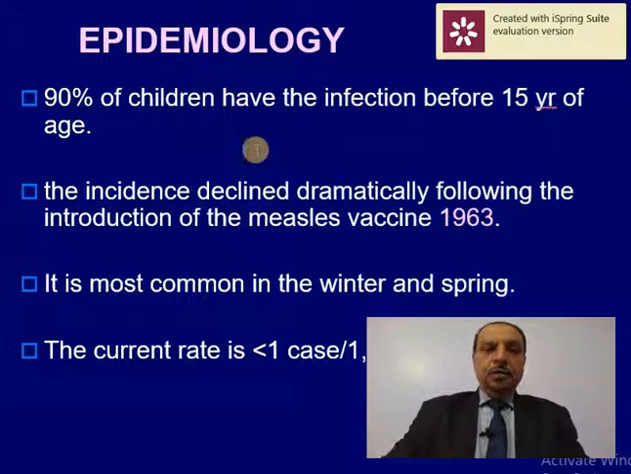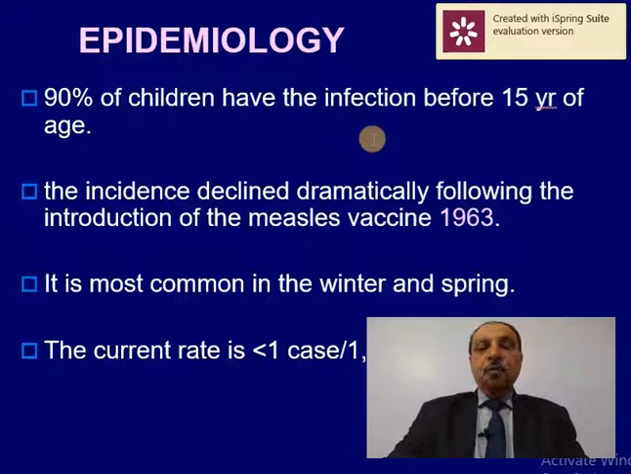Regarding the epidemiology of measles, 90% of children have the infection before the age of 15 years. So it is a childhood disease. The incidence declined dramatically following the introduction of the measles vaccine. The measles vaccine was introduced in the year 1963. From that time, there was a gradual reduction of measles cases worldwide.